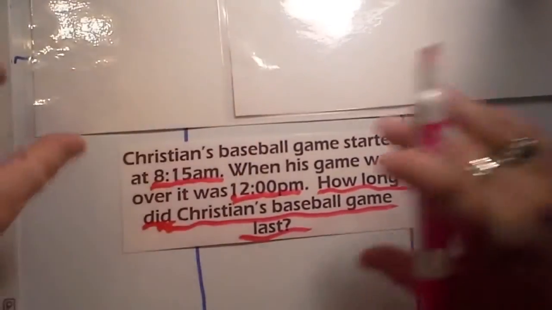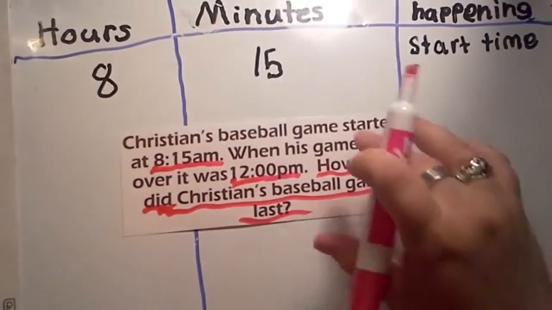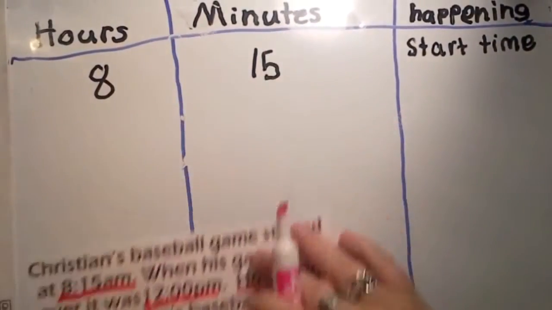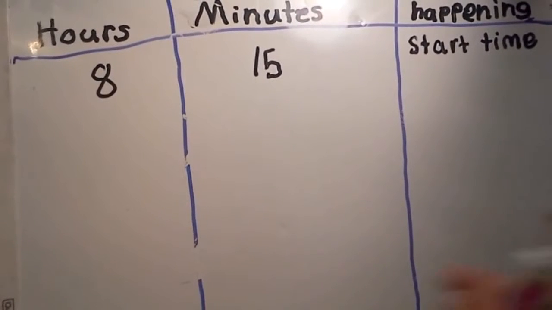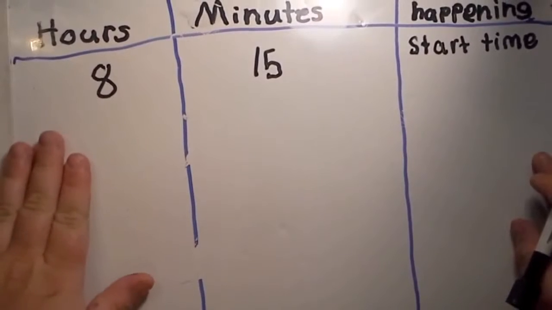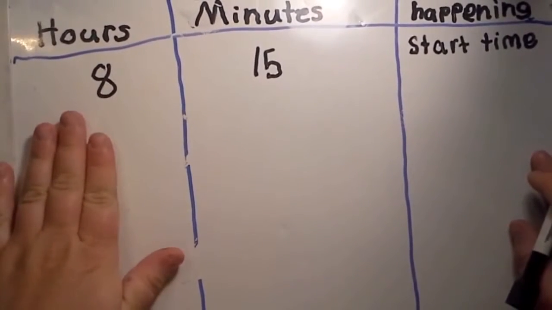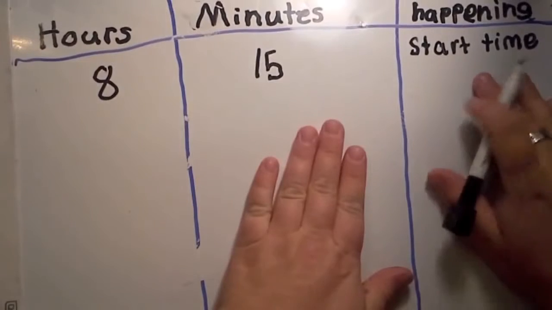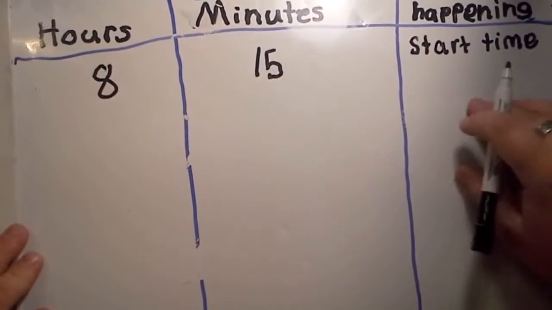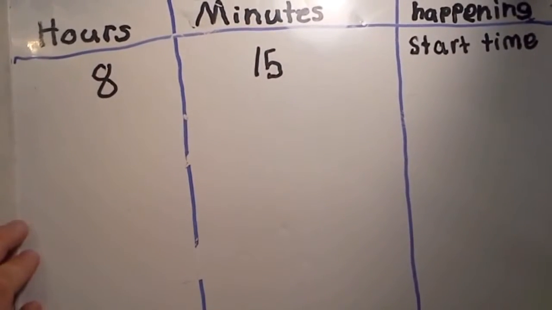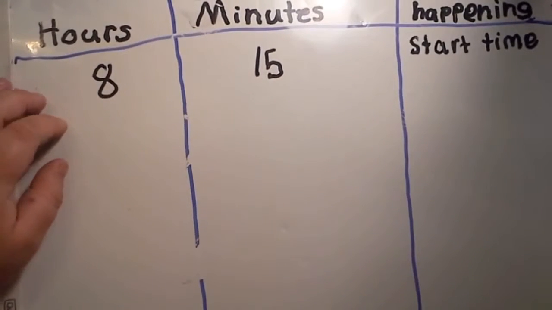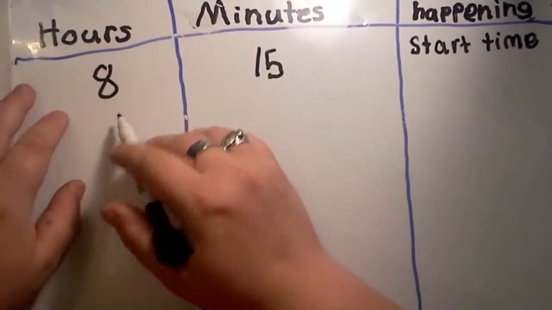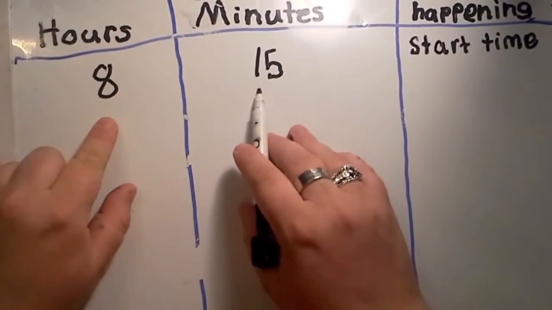So, the first way I'm going to show you how to solve this problem is using a chart here. What I've done is made a 3-column chart. One that says hours, one that has minutes, and one that tells me what is happening. So, the first thing I need to do is to get to an even hour. You see how I am starting at 8:15?